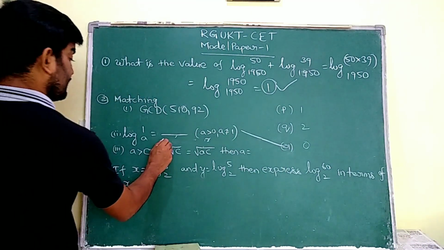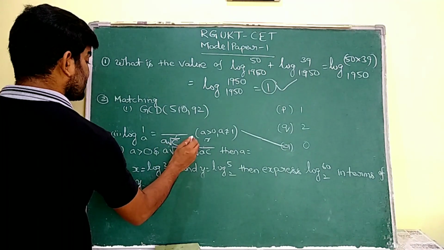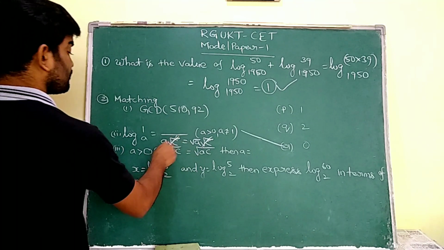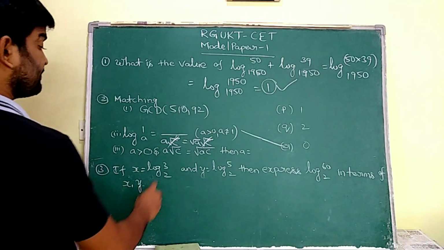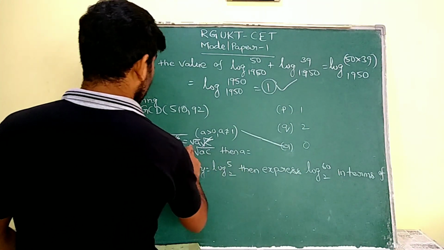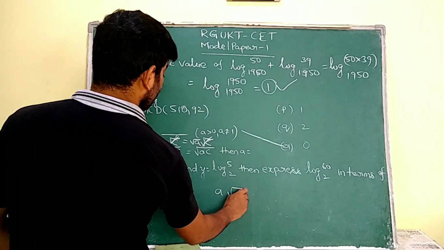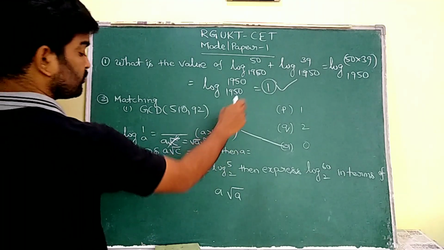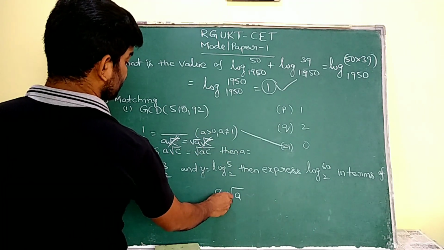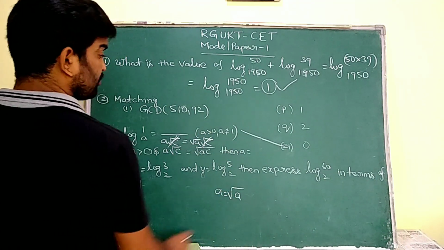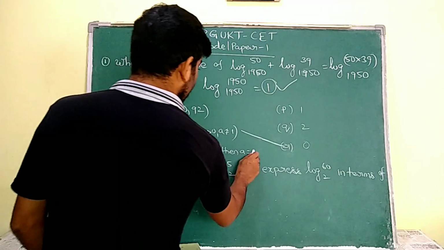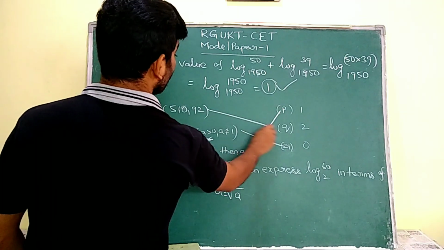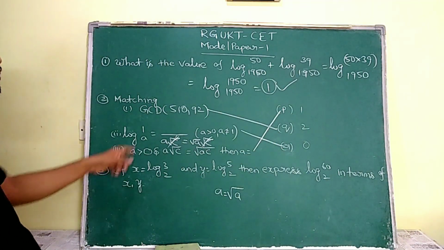See here I am going to write A into root C; it is root A into root C. This root C is going to be cancelled. That means A is equal to root A. Here we have the options 1 and 2. If I place 1 here, then 1 is equal to root 1 is true. That's why this is mapped with this. Then the remaining value is this one. So we are going to map like this.